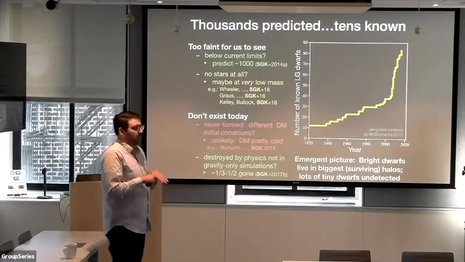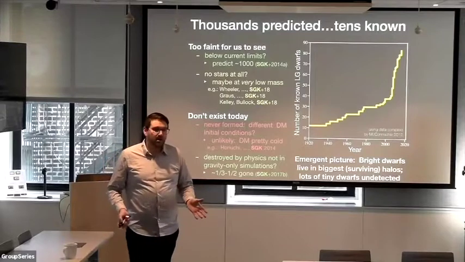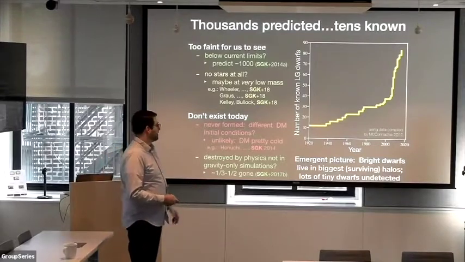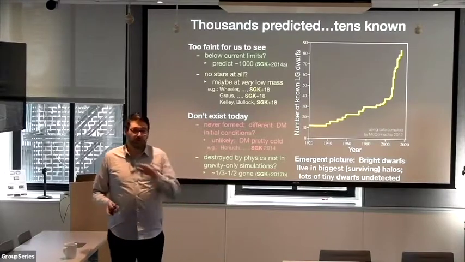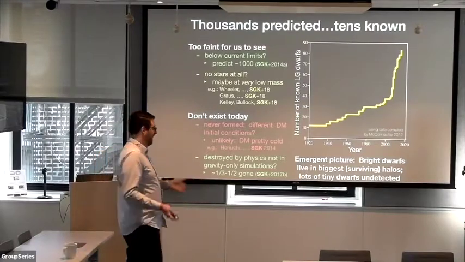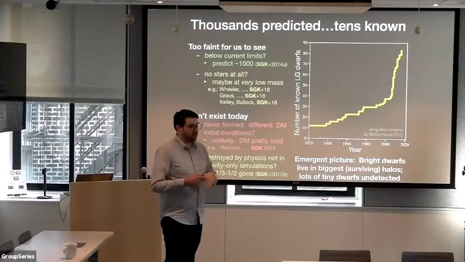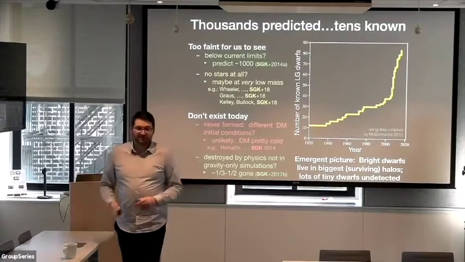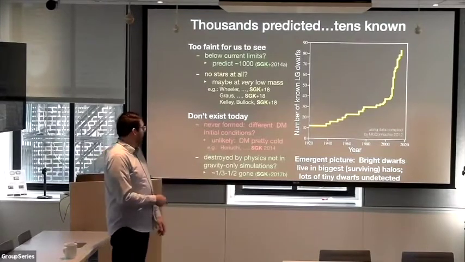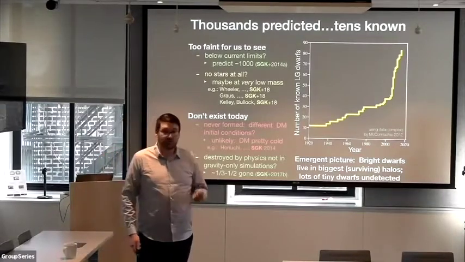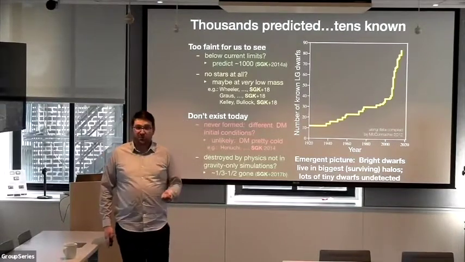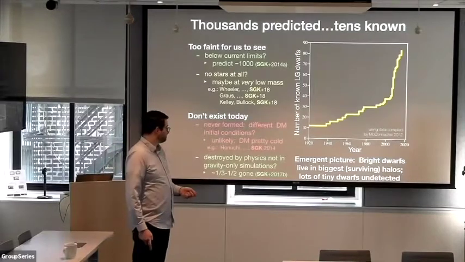So there's a sort of emergent picture that comes out of this, where you say, okay, so the bright dwarfs live in the biggest surviving subhalos, right? I showed you that when we extrapolated those relationships from larger masses, and we got everything to line up nicely down to 10 to the 5, 10 to the 6. And that there are a lot of really tiny dwarfs that are undiscovered and undetected and should show up in the next generation of sky surveys.